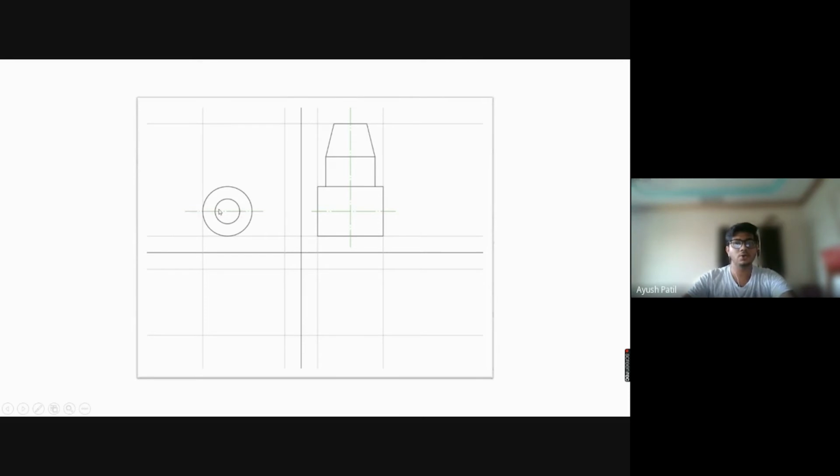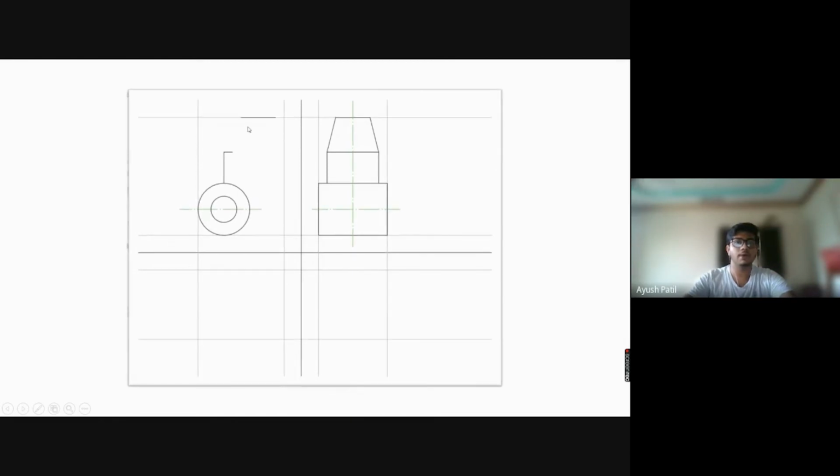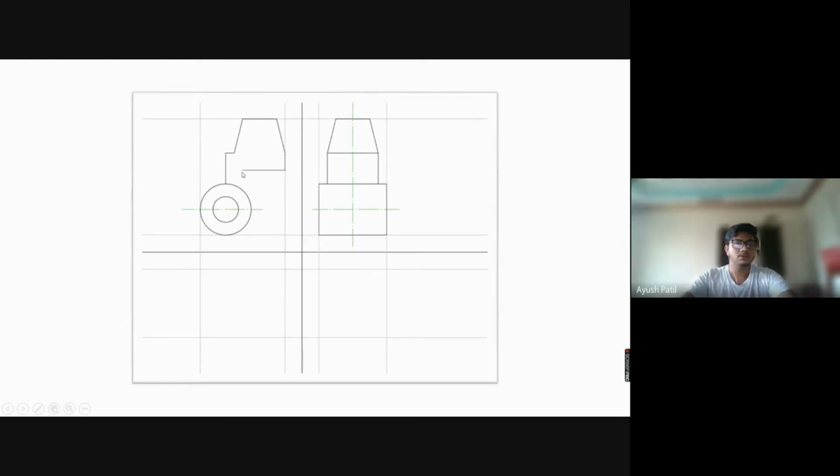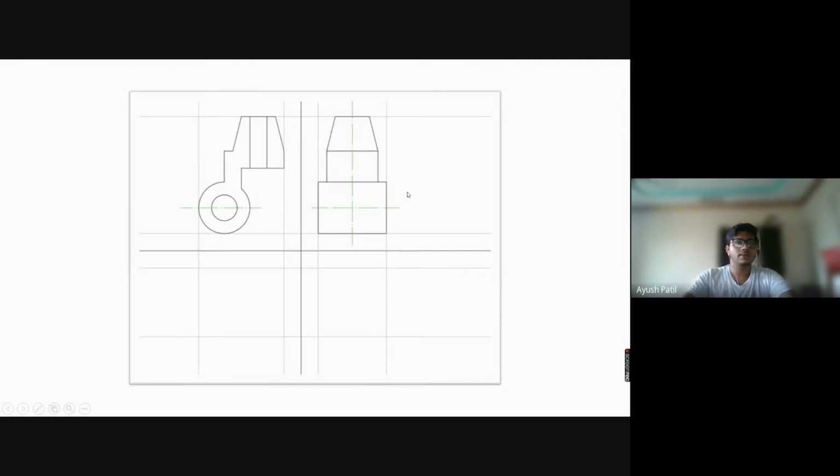Then we have to draw two circles of this view. Then we have to draw this line. Then again we have to draw a 40 mm line here, and we have to join these two lines. Then we have to draw a line here, and we have to remove the unwanted line. Then we have to draw a 20 mm line from this side, and then we have to draw the rib of this view and draw the middle line.